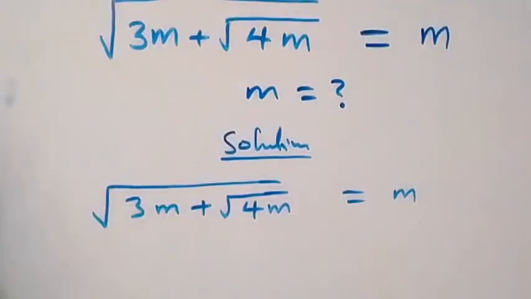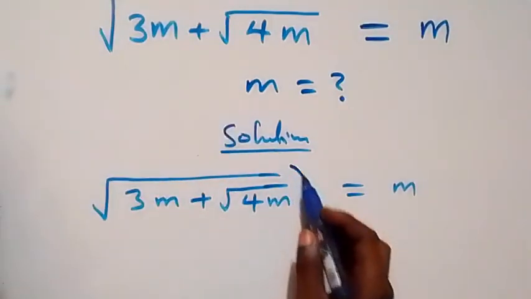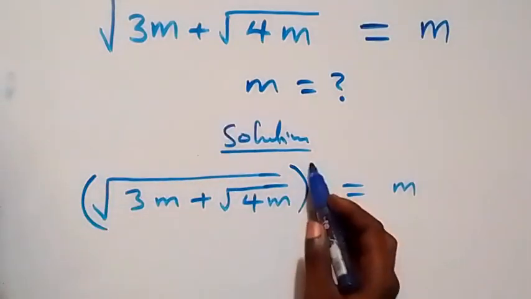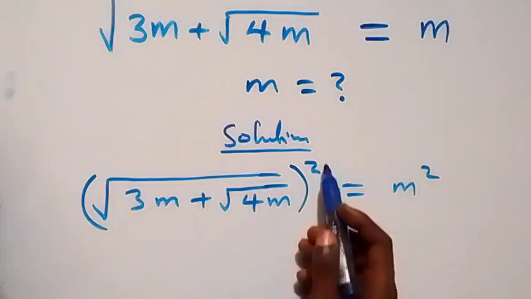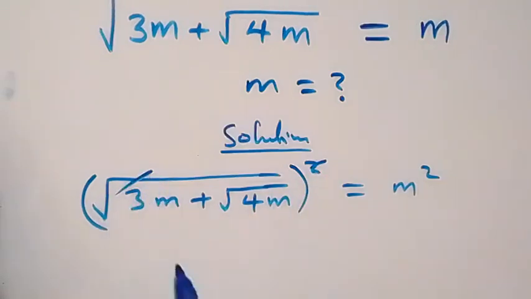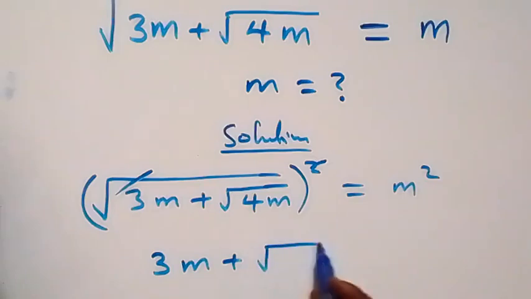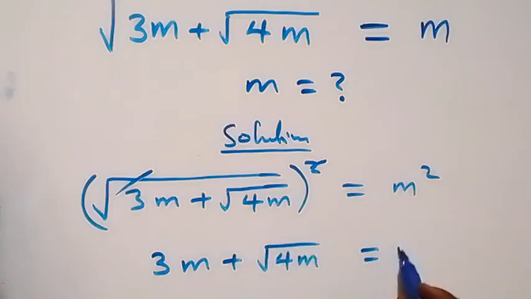From here, let's square both sides. That is, everything square here, and we also square this side. The square on this side, we cancel the square roots, then this remains 3m plus root 4m, then equals to m squared on this side.